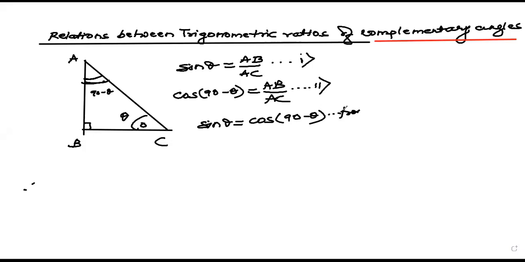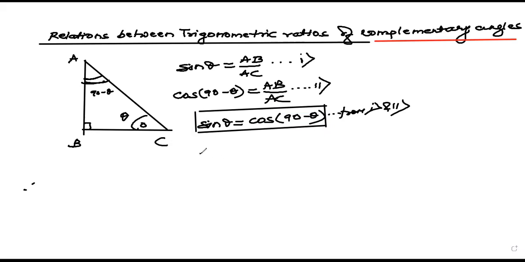From 1 and 2, try to understand this formula. Sine theta is equal to cos of 90 minus theta. That means every sine ratio, you can change it to cosine form. Only thing, instead of theta, you have to make it 90 minus theta. Every sine theta, you can convert to cos of 90 minus theta. We'll see examples a little later, children. But I want to go ahead. Here itself, try to understand.